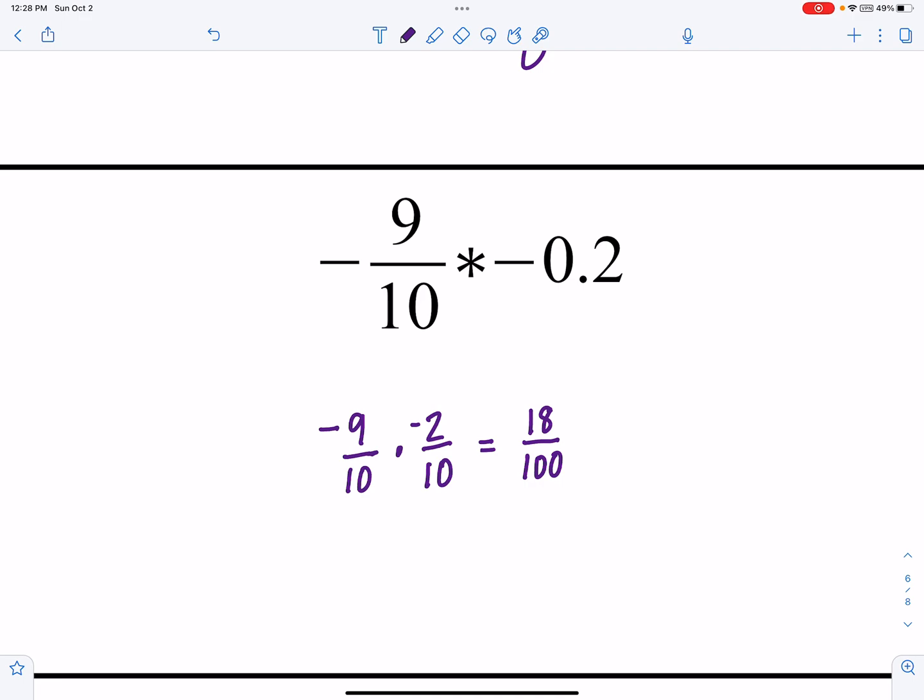Now I can simplify this, and so because I see that they're both even, I'm going to divide by 2 over 2, okay, that whole number, and I end up with 9 for the numerator, and we end up with 50 for the denominator. And I'm going to go ahead and highlight, and I'm done already.